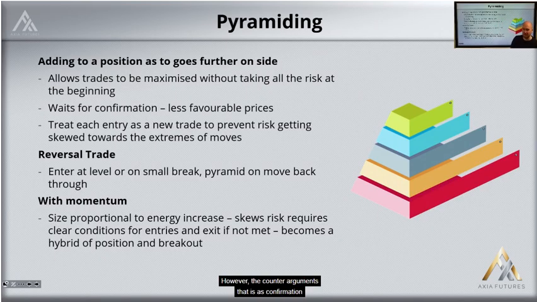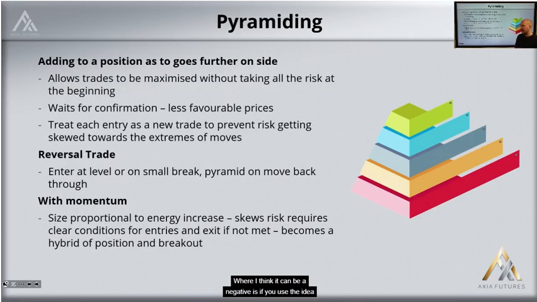However, the counter argument to that is as confirmation increases, as information about the likelihood of your trade working increases, this justifies adding onto the trade. What you're trying to do then is maximize the trade whilst taking the minimal initial risk. So you take the trade on with a smaller position, and as you get more information that confirms you're right, you add on to the trade.